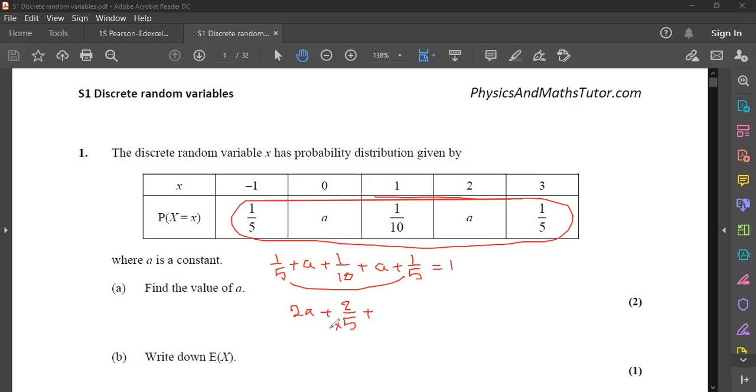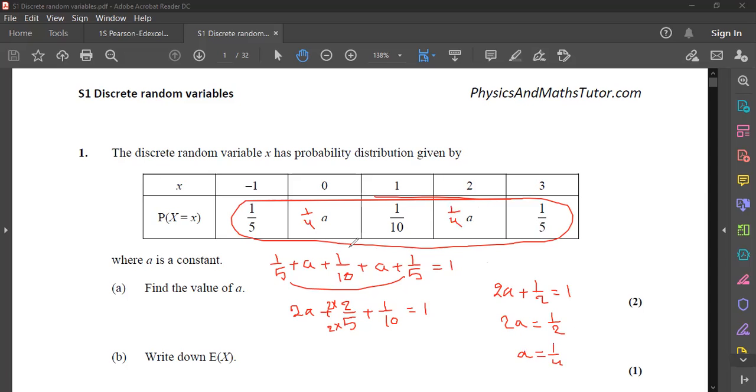Let me multiply by 2. 1 over 10 equals 1. So that's 4 plus 1, that's 5 over 10. That's a half. So 2A plus that half equals 1. So 2A equals 1 minus half, that's a half, divided by 2, that's 1 over 4. So this is 1 over 4, and that is another 1 over 4.